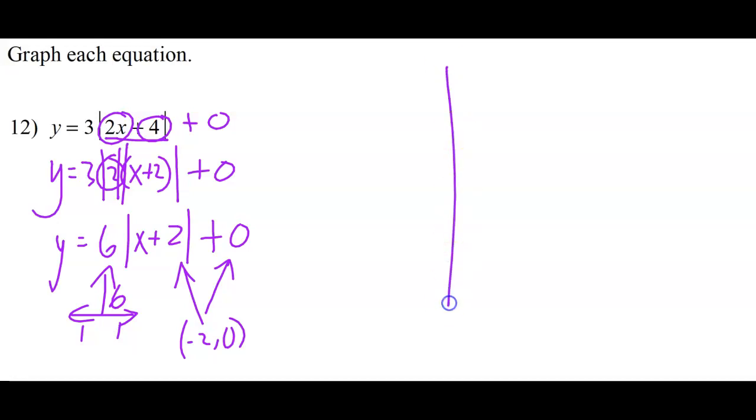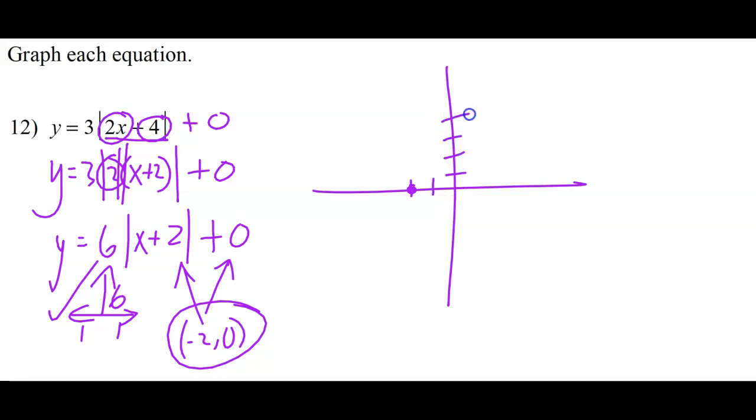So let's go ahead and graph and see what that looks like. Left 2, 0, that's my vertex. Next, I'll do my slope. So I'm going to go up 6, and I'm going to run 1 to the right, and I'm going to run 1 to the left. Should have this really skinny looking little V shape there. All right, let's take a look at number 14.